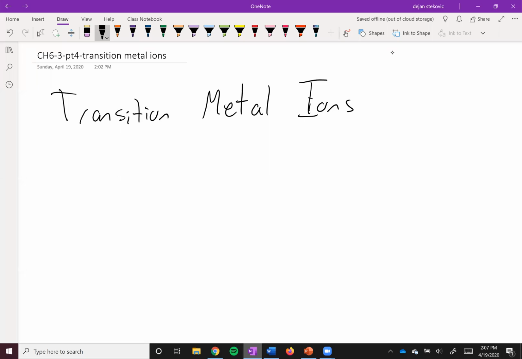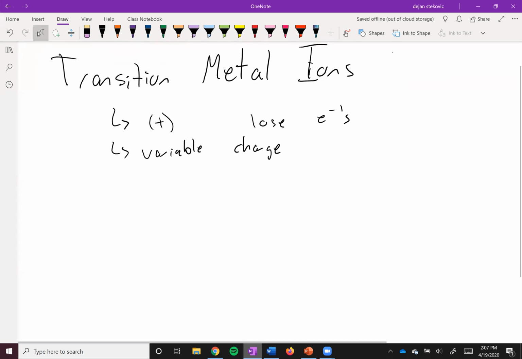All right, before we move on, let's talk a little bit about transition metal ions. So remember what we learned in the beginning of the class, the transition metals are generally going to be cations. They're going to have positive charge, or they're going to lose electrons. And remember that this charge is variable, so they can have a number of different charges. So the trick with transition metal ions is that we want to remove the highest n electrons first.